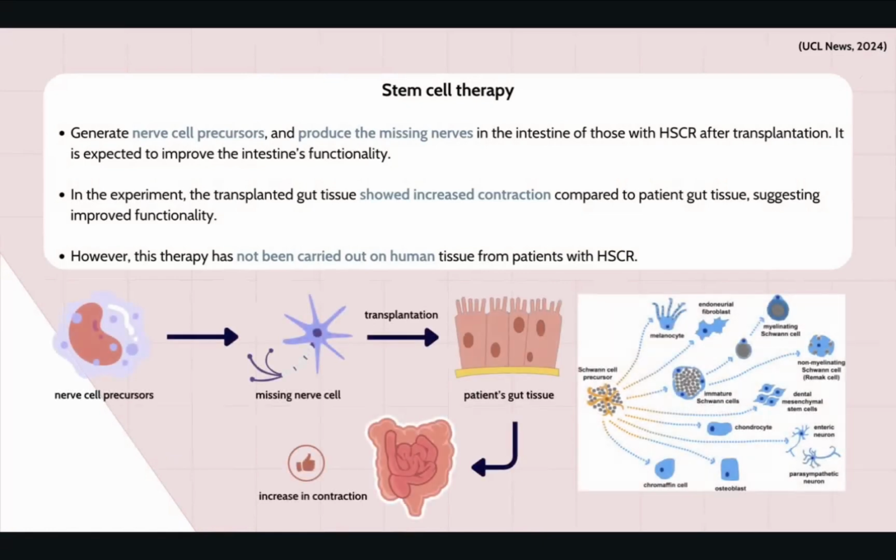This therapy is to generate nerve cell precursors and produce the missing nerve cells in the large intestine. Results in the experiment show that the transplanted gut tissue showed an increase in contraction, but this has not been carried out in human tissue. So, it is helpful for developing a new treatment for HSCR in the future.